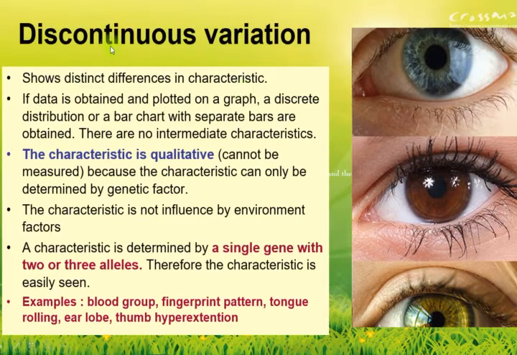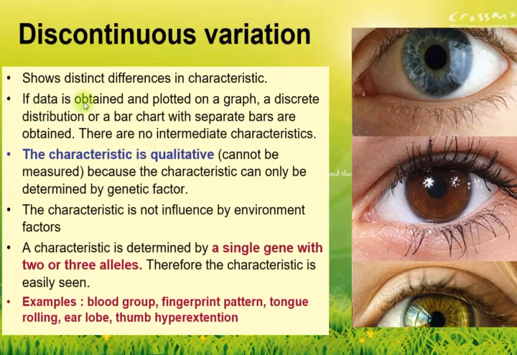Now let's go to the second type of variation, which is discontinuous variation. Discontinuous variation shows distinct differences in characteristics. It means that the differences in the characteristics are obvious or distinct.